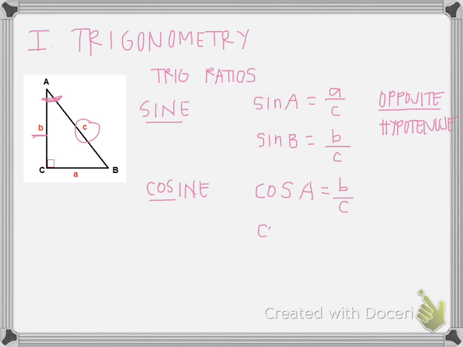So the cosine of angle B, here's my angle B, so it's the leg that's adjacent to that, so it's going to be A over your hypotenuse C. So cosine is going to be the leg that's adjacent over your hypotenuse, always your hypotenuse.